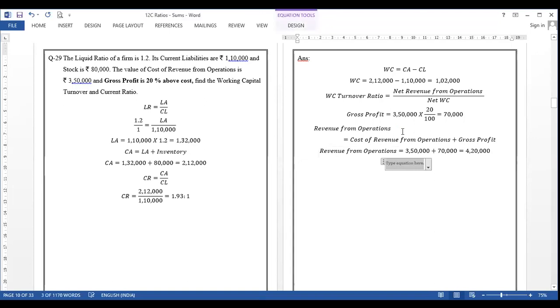Okay. We have revenue from operations. We have working capital with us, so it is easy for us to calculate the working capital turnover ratio, right? That is equal to 4,20,000 to be divided by working capital 1,02,000, which is 4.11 times. Great.